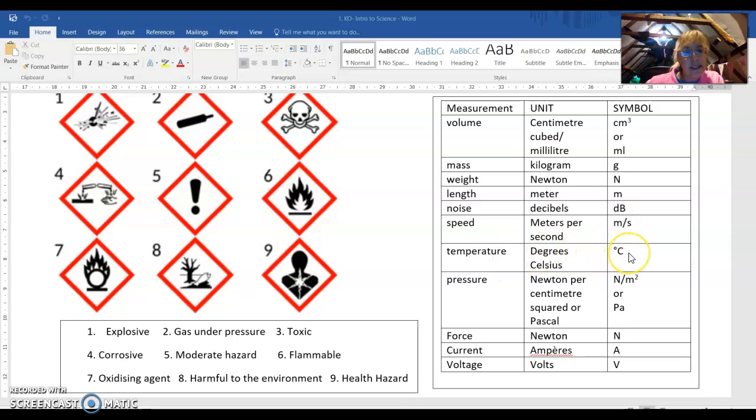We've learned about degrees Celsius today. We're going to learn about pressure. There's also force, which is also measured in newtons. So that gives you a clue that weight is a force. And there's also current and voltage. So leave this on the screen until the end of the lesson, giving you a chance to copy this and get it in your head.